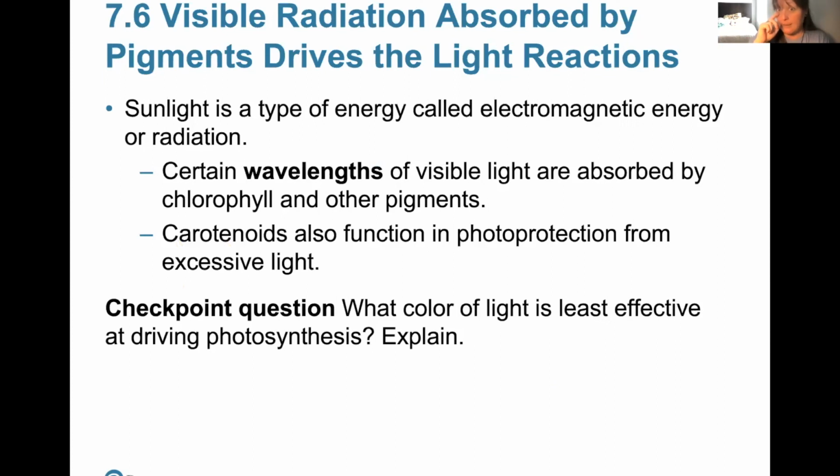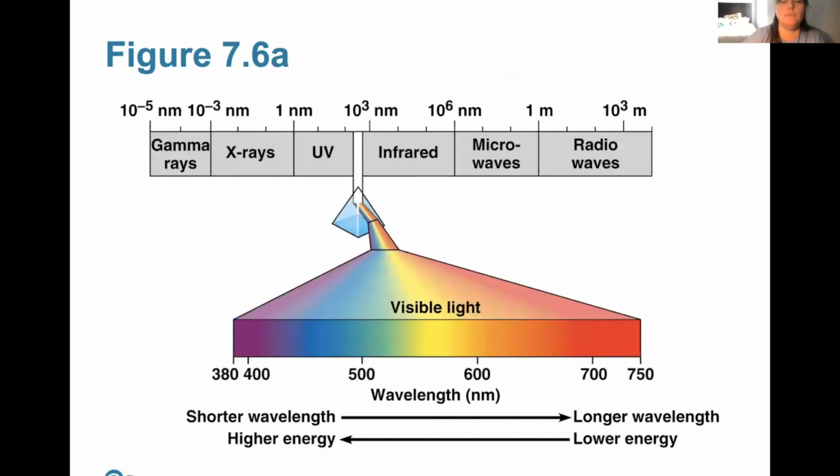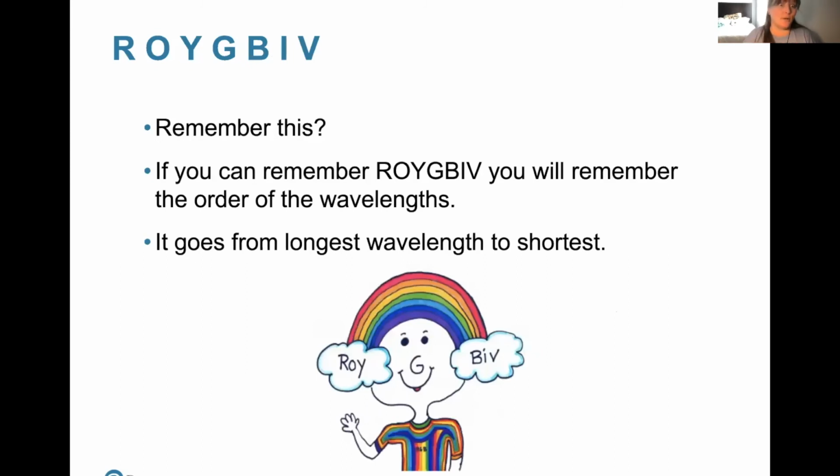All right, sunlight is a type of energy called electromagnetic energy or radiation. We have different wavelengths of visible light. Normally I do a lab on this, but I don't think I had that posted. So I'm just going to tell you a few things and then tell you stuff to remember. Okay, so here we're talking about visible light, which means literally you can see it. This is all the invisible light. There you go. I wanted to make sure I had this.